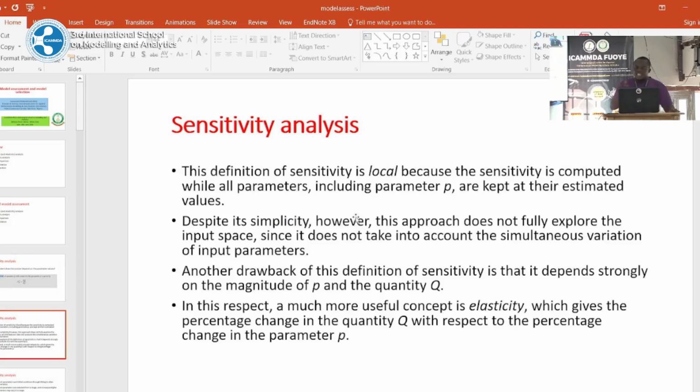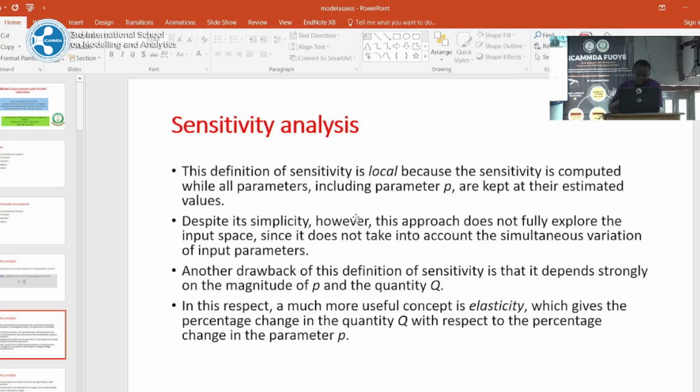Under that, we begin to look at this definition of sensitivity, which is local because the sensitivity is computed while all parameters, including parameter P, are kept at their estimated values. So when you are looking at sensitivity at a local level, you are looking within the neighborhood, not a large number of parameters. That's why we have local sensitivity analysis and then the global. Now, despite the simplicity, however, this approach does not fully explore the input space, since it does not take into account the simultaneous variation of input parameters. Another drawback of this definition of sensitivity is that it depends strongly on the magnitude of P and the quantity Q.